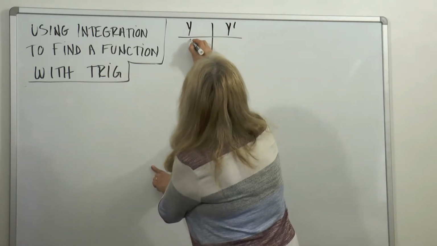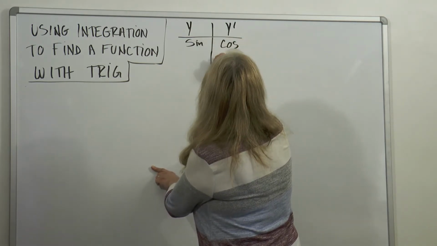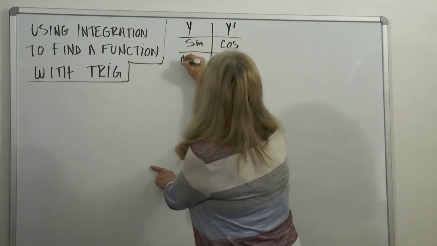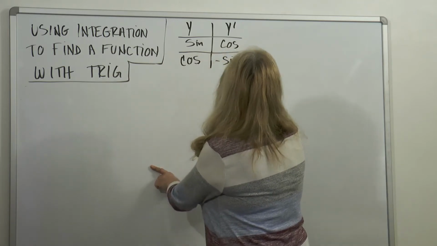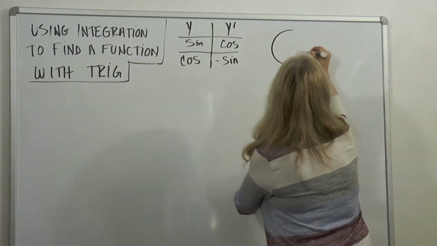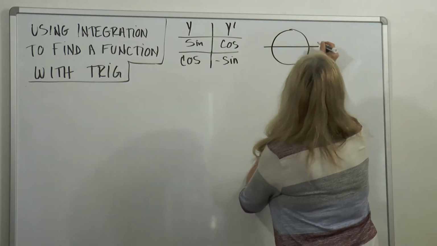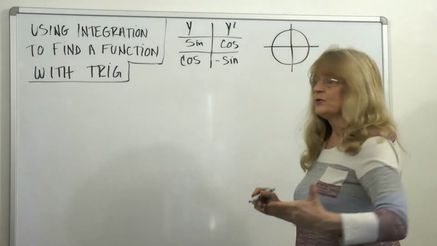Okay, so the derivative of the sine is the cosine. Remember that? And the derivative of cosine is negative sine. Okay, that's one thing. The other thing is, I'm just going to make a bare bones unit circle.